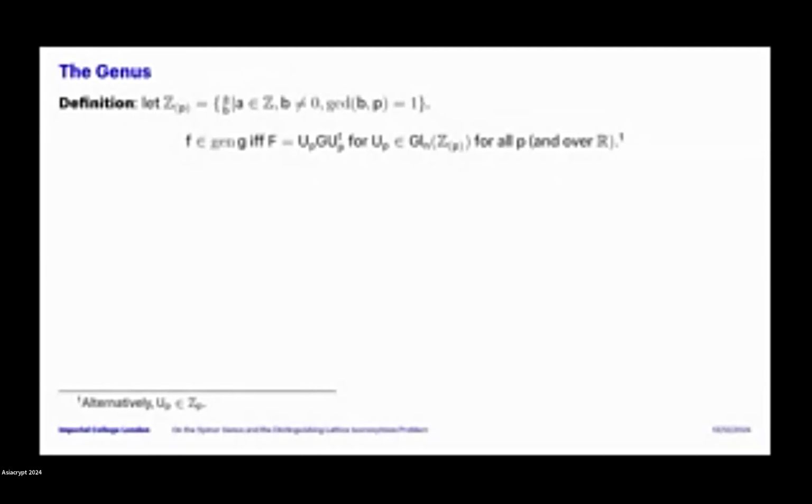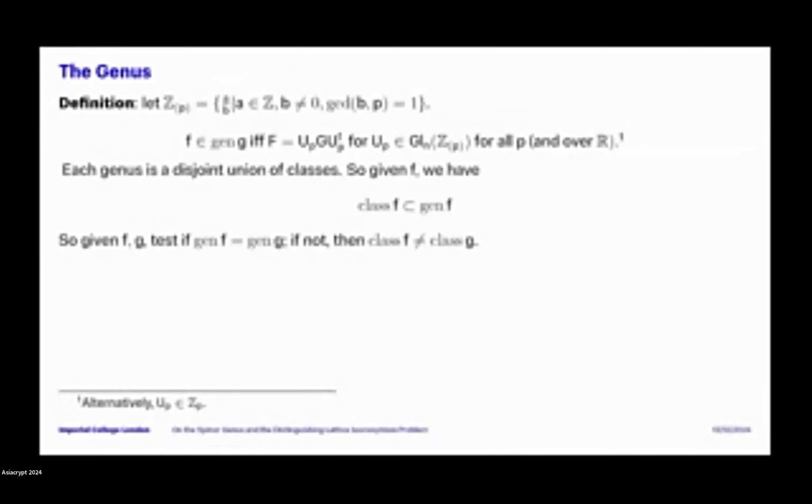This is a kind of easier way of talking about the p-adics. And each genus is a disjoint union of classes. So given some quadratic form, we know that the class of F is contained in the genus of F. What we can then do is, given F and G, which represent some lattice isomorphism problem instance, some decision instance say, we can test if the two forms lie in the same genus. If the forms don't lie in the same genus, then they don't lie in the same class, precisely because each genus is a disjoint union of classes.